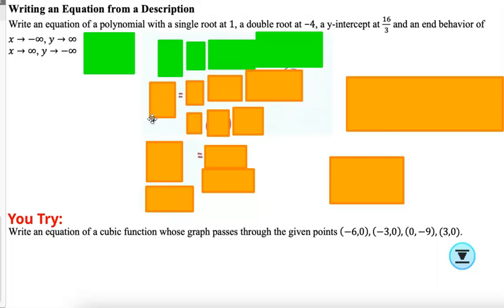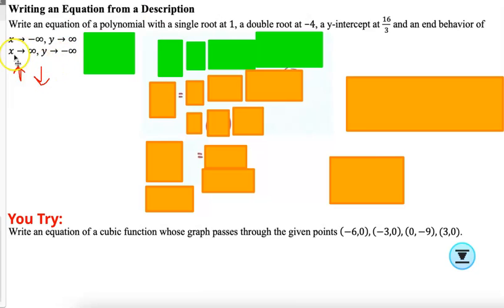They also told me the end behavior is as x goes to -infinity, y goes to infinity. As x goes to infinity, y goes to -infinity. So let's talk about what this means. This is on the left side. So on the left side, my arrow is pointing up. On the right side, my arrow is pointing down.